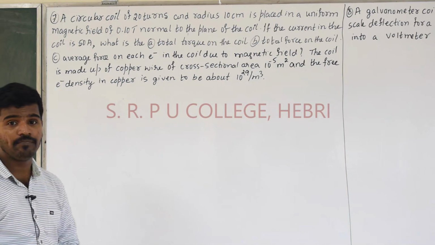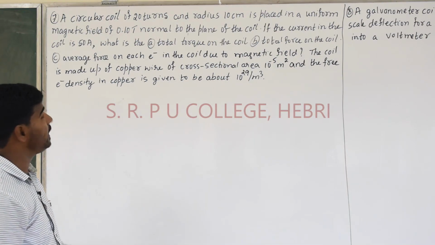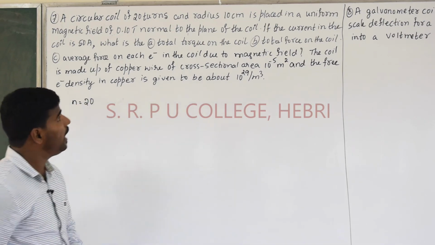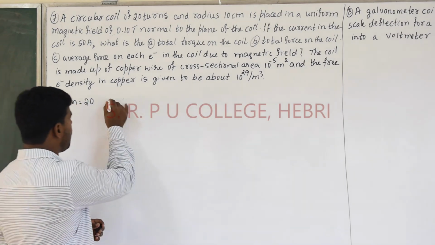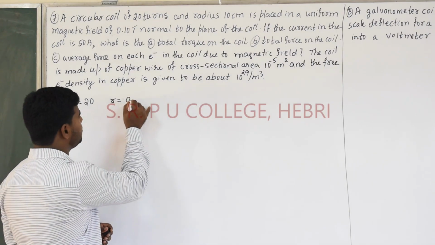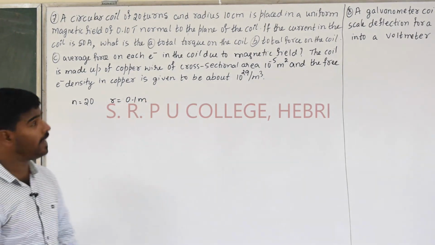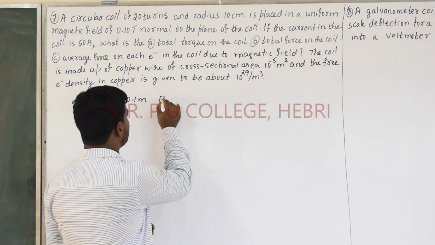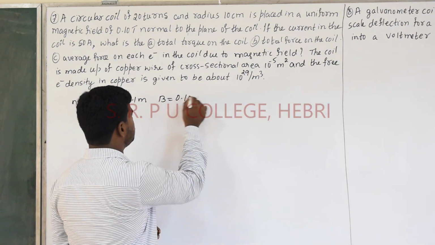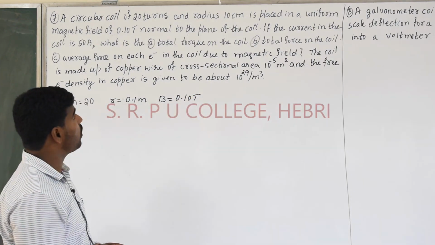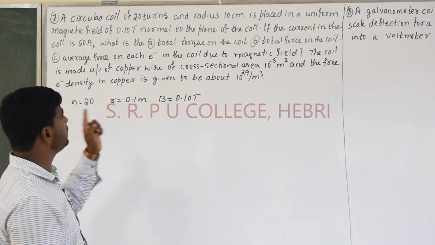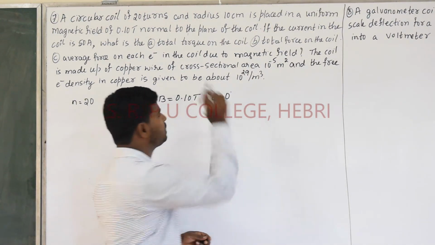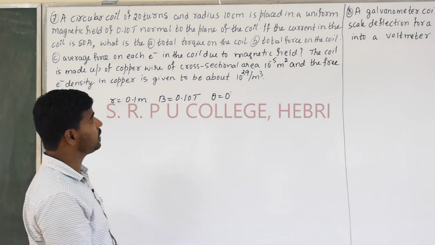Question number 7. A circular coil of 20 turns, which means N is equal to 20, and radius 10 centimeter, which means R is 0.1 meter, 10 divided by 100, is placed in a uniform magnetic field of B equal to 0.10 Tesla, normal to the plane of the coil, which means theta is equal to 0 degree.